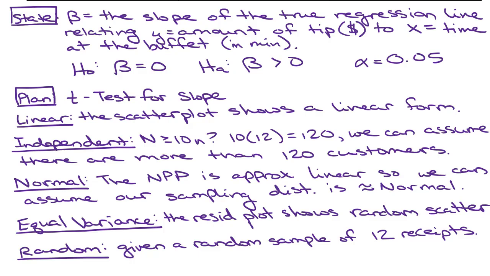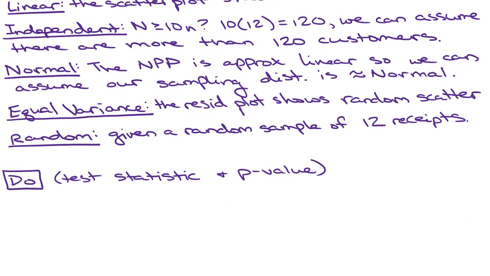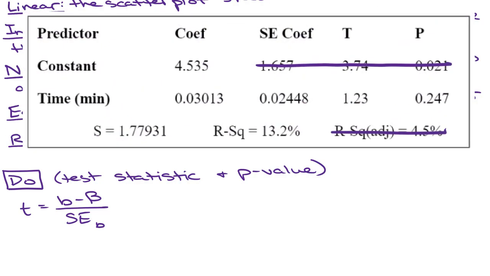Now on to our do step. Just a reminder, there are 2 parts of our do step for a hypothesis test. First, we need to show our test statistic, then our p-value. The formula for our test statistic is your statistic minus your parameter all over the standard error of your statistic. So in this example, t is equal to b minus beta all over SE_b. These values were provided to us in the computer output.